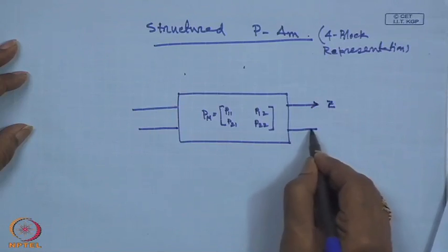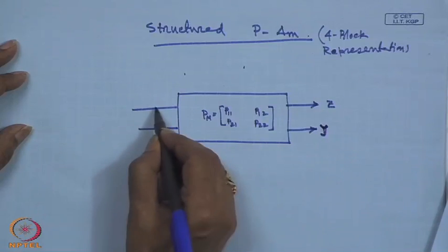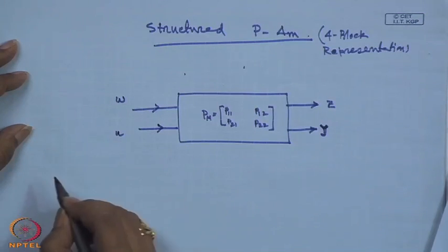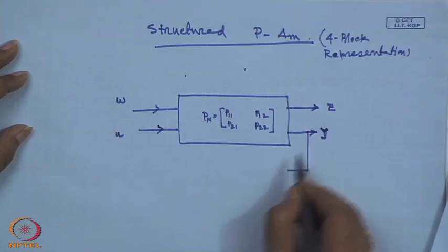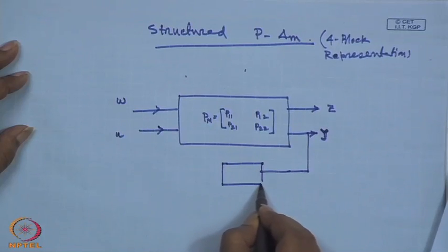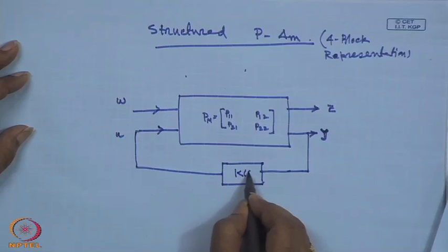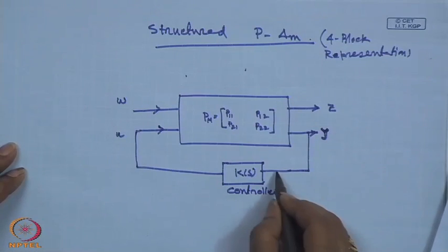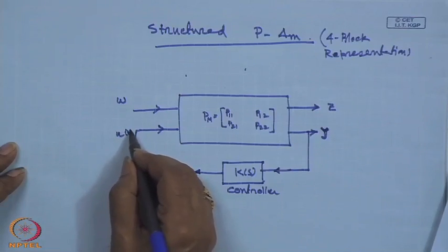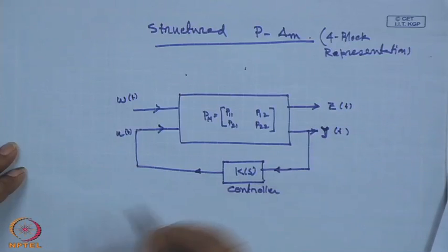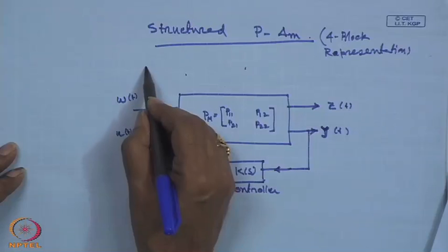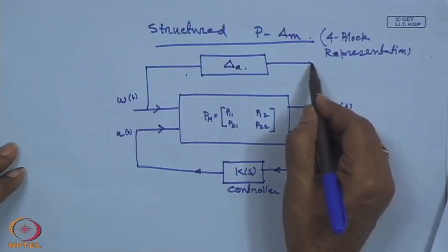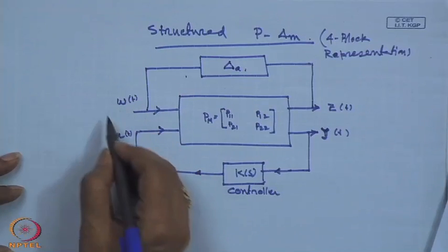This is our Z, this is our Y, this is our exogenous input, and this is our control input U of t. And this Y of t, I told you, is used for control purpose, for designing a controller to get a control signal. Let us call K of s the controller. The measured output is used for generating the control signal U of t. Then you see there is a perturbation associated.